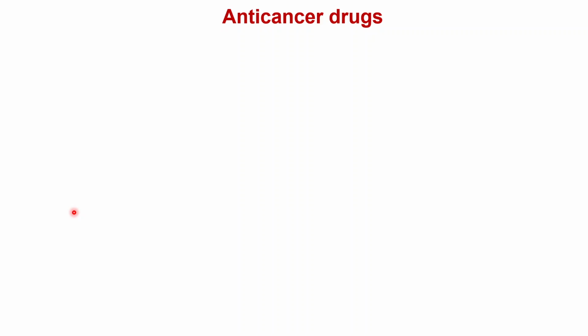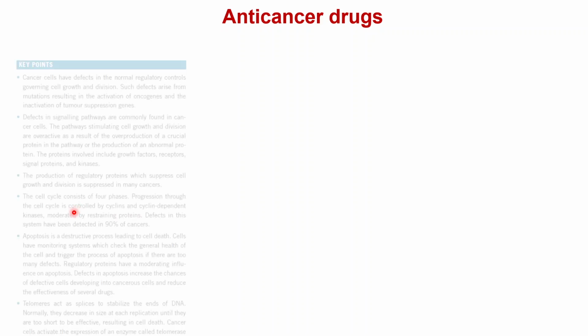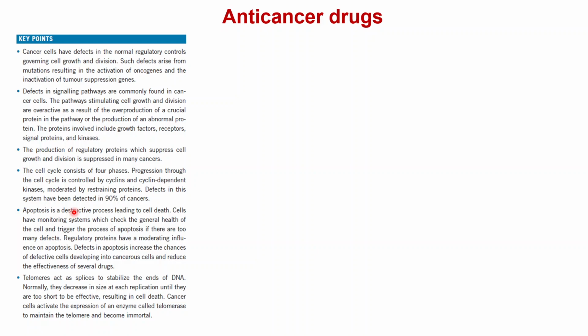So there are different classes of anti-cancer drugs. First, let us discuss a little bit about what cancer is. We all know the key points, so let us discuss them. Cancer cells have defects in the normal regulatory controls governing cell growth and division. Such defects arise from mutations resulting in the activation of oncogenes and the inactivation of tumor suppressor genes.